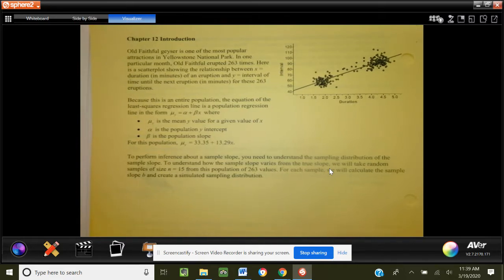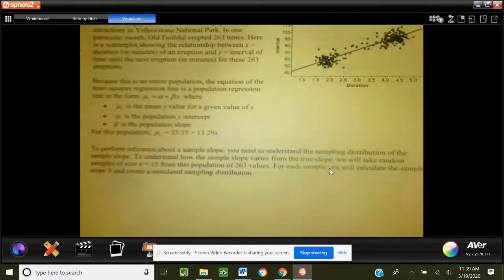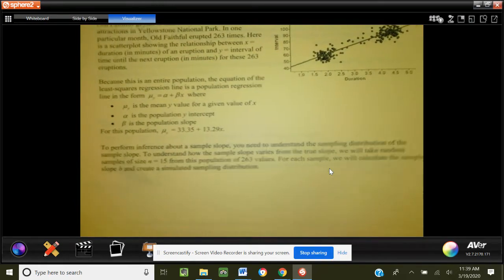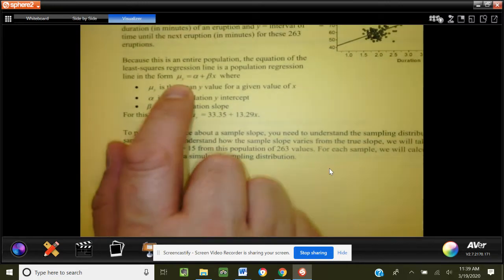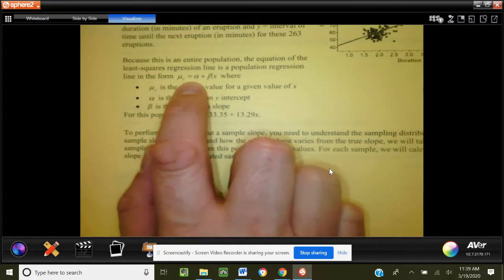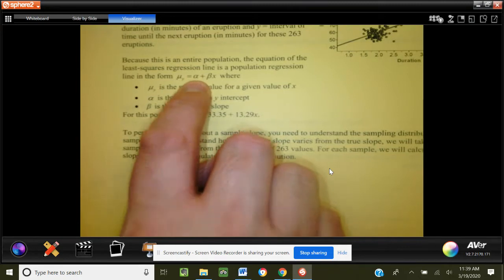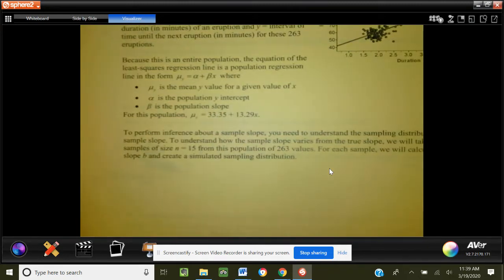All right. So you can see here that when they write an equation for a line of best fit, we're no longer using predicted y and x and stuff like that because we're talking about the population. So we're talking about the true mean of the y's is equal to alpha, which is the true y-intercept, plus beta x, where beta is the population slope.